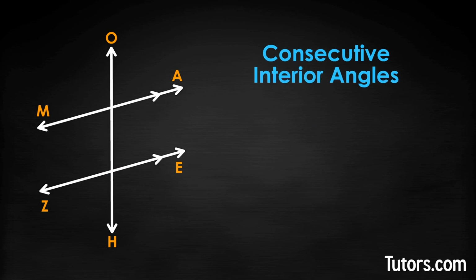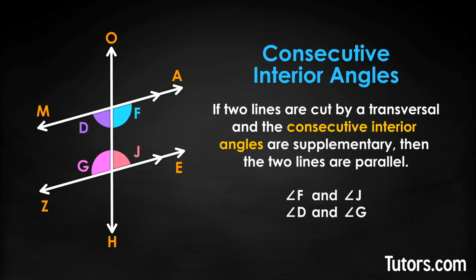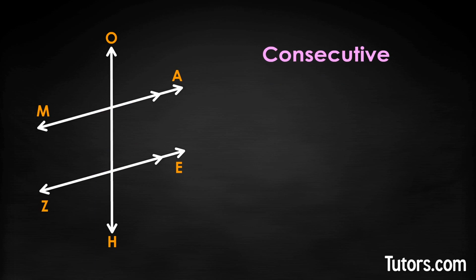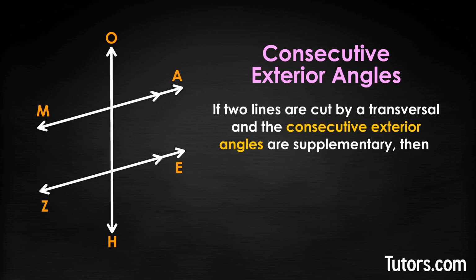The consecutive interior angle converse theorem states that if 2 lines are cut by a transversal and the consecutive interior angles are supplementary, then the 2 lines are parallel. As you may suspect, if a converse theorem exists for consecutive interior angles, it must also exist for consecutive exterior angles. Consecutive exterior angle converse theorem states that if 2 lines are cut by a transversal and the consecutive exterior angles are supplementary, then the 2 lines are parallel.